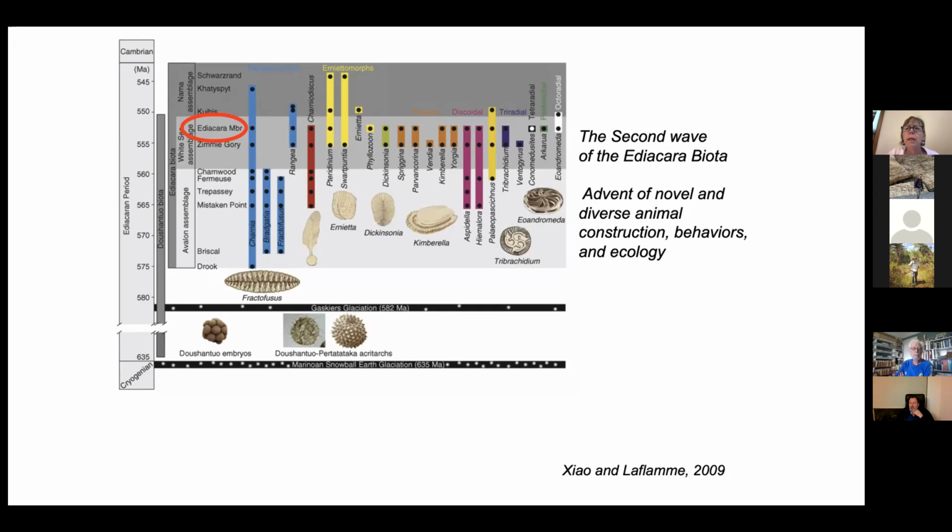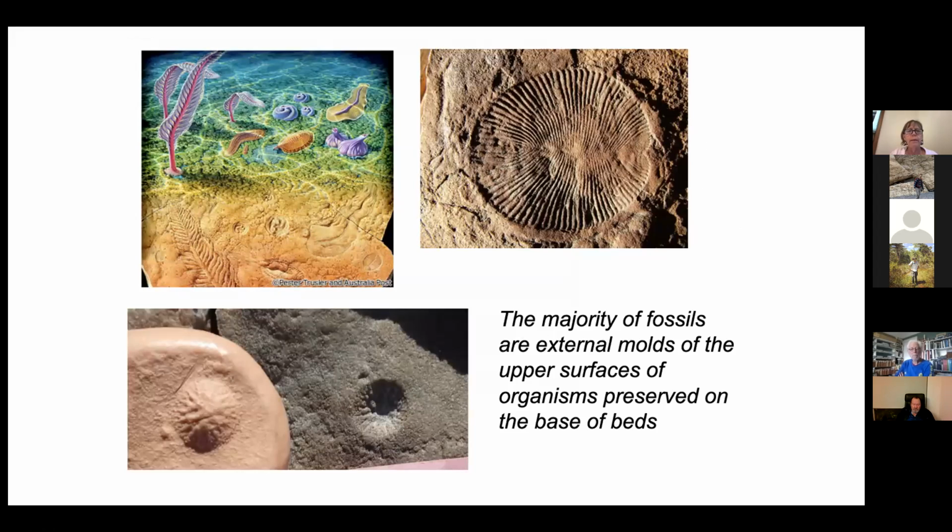One of the things in terms of the preservation of these fossils is that the majority of fossils are external molds on the upper surface of organisms, and they're preserved on the base of bed. So the fossils are almost entirely on the base of bed. You have a scene such as that in the upper left, a storm comes and molds the top surface, and the fossils are on the base.